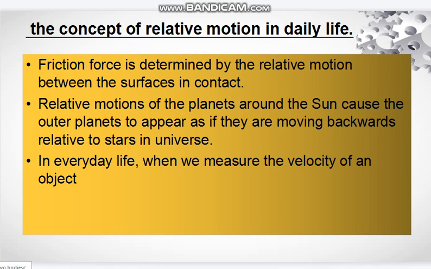Now, the second one is that the relative motion of planets around the sun causes the outer planets to appear as if they are moving backwards relative to the stars in the universe. So this is the application of the concept of relative motion relating to the solar system. And the third one is that in everyday life, when we measure the velocity of an object, we determine it also through the concept of relative motion, like whether the measuring or observing object is stationary or relatively moving.